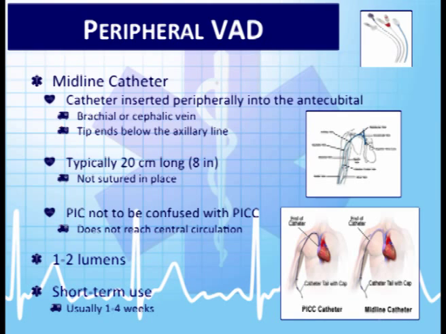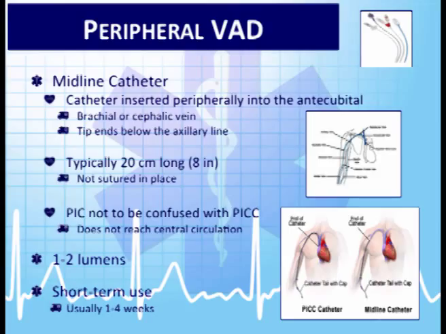Many times, the midline is not sutured in place. It may or may not be. But if they say PICC, is it a central? My question would be, is it a central or midline catheter? Because PIC versus PICC, those are two different catheters. It's a midline versus a central line device. So it could be a single lumen, one lumen coming off, or it could be two lumens.